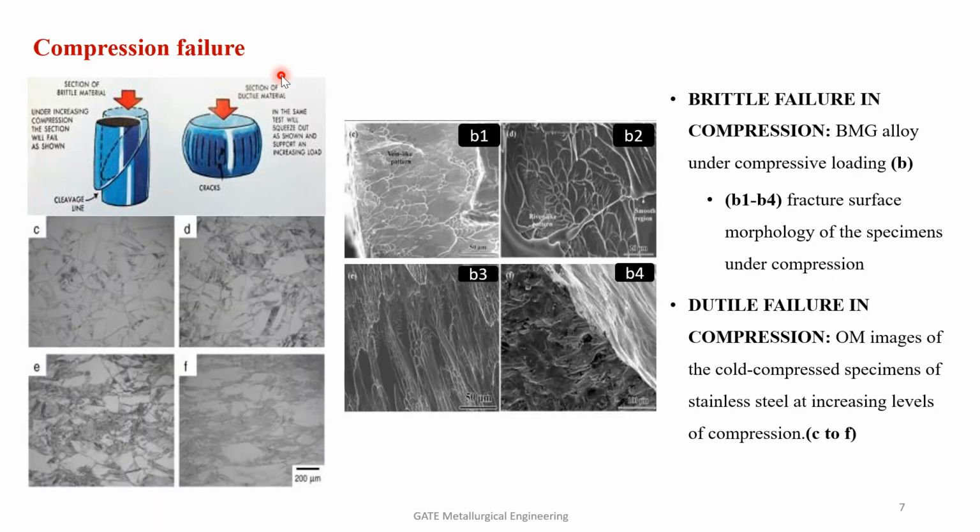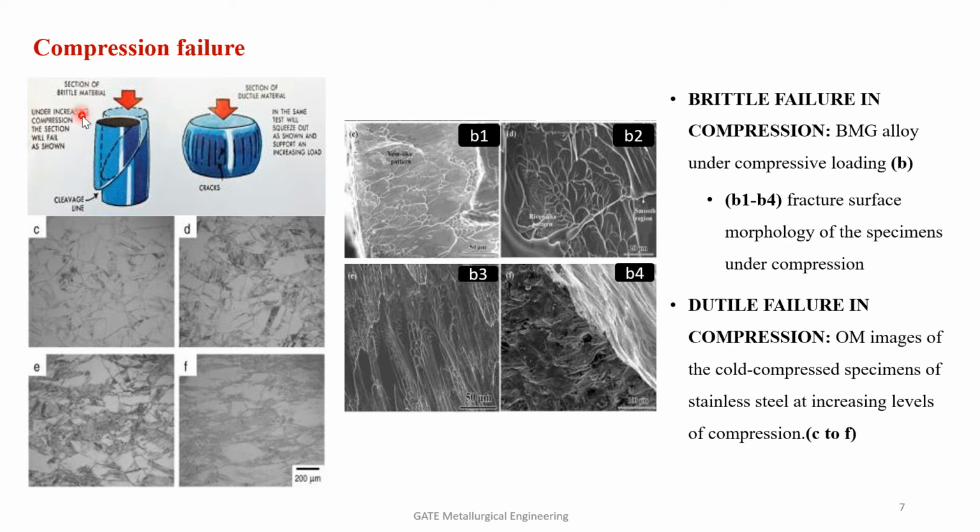So now next we have compression failure. So far we had seen tensile failure, that is where we pull the specimen and it fails. So next is compression failure. And in compression also, depending upon whether the material is brittle or ductile, there will be changes in the fractograph as well as the fracture surface.